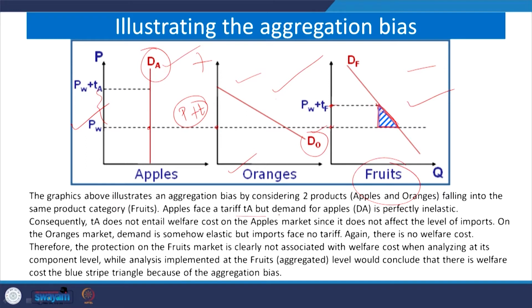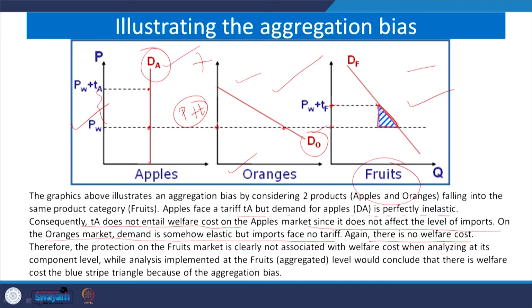Now, to explain this correctly, let me read it. Apples face a tariff TA, but the demand for apples is perfectly inelastic, consequently TA does not entail welfare cost. Look from here, there is no change in welfare cost since that much demand is still intact, since it does not affect the level of imports. So imports are not reduced since demand is inelastic. Where the orange market demand is somewhat elastic, the imports face no tariff, so again there is no welfare cost, because no tariff is imposed on the orange market.